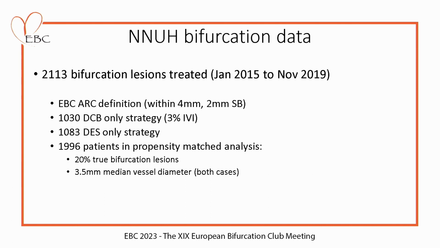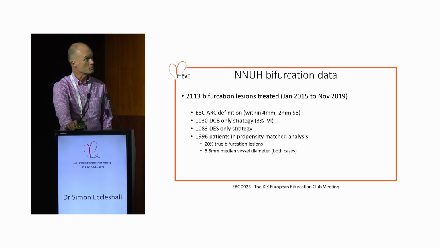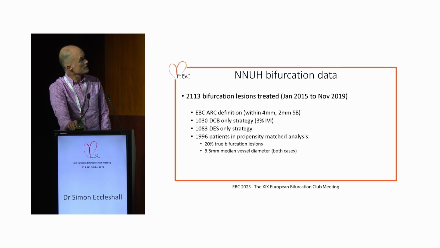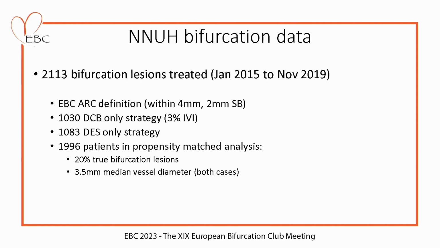Because there isn't much out there, I thought I'd share a little bit of our data with you. I alluded to this a bit last year. We've been working on the data a lot more since. So we've got between January 2015 and November 2019 over 2,000 bifurcation lesions as defined by EBC ARC criteria. We're a big DCB centre, and within that 2,100, just over 1,000 were DCB only. That's main branch, side branch, everything. And of those, only 3% used intravascular imaging, which is why it's pertinent to this talk.